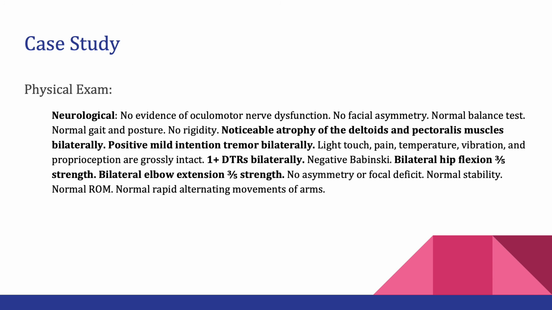You also noticed decreased strength in both hips when they flex, as well as elbows when they extend. There's no asymmetry or focal deficit, normal stability, normal range of motion, normal rapid alternating movements of the arms. But the weakness and atrophy of the muscles does cause you to have some concern. So, what would you do next? What would you do to diagnose this patient?